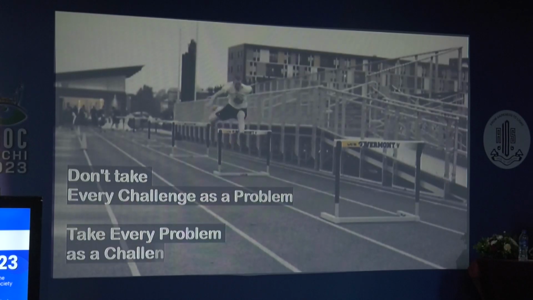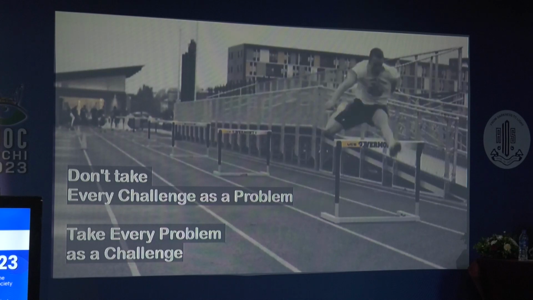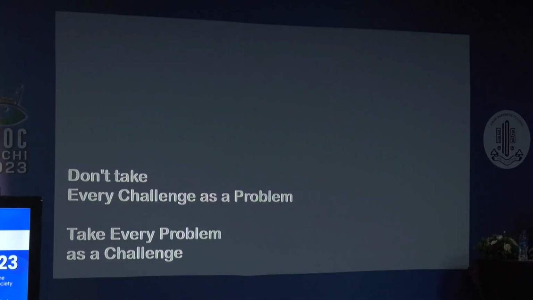I just like to say that don't take every challenge as a problem, but every problem as a challenge, and we can all overcome whatever life throws at us.